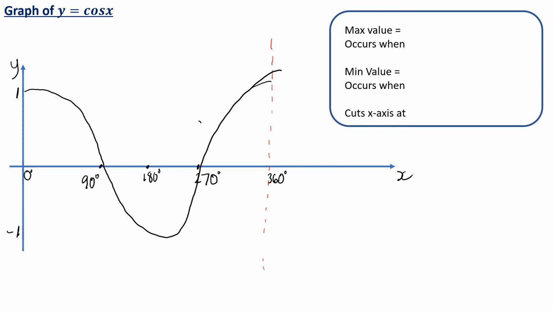Okay, so the max value of cos is 1. That happens when x is 0 and when x is 360 degrees. Do you see that? We hit that value of 1 twice, here and here. The minimum value is -1, and that happens when x is 180 degrees. And it cuts the x-axis at 2 points, at 90 and at 270. So that's the graph of the cosine function.